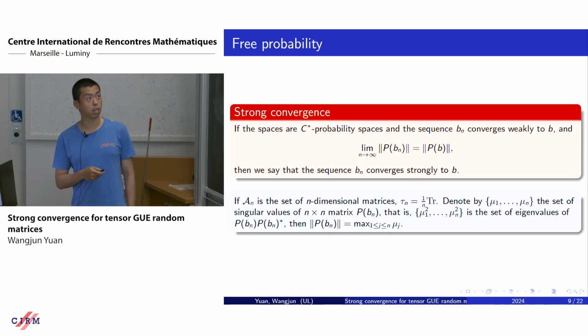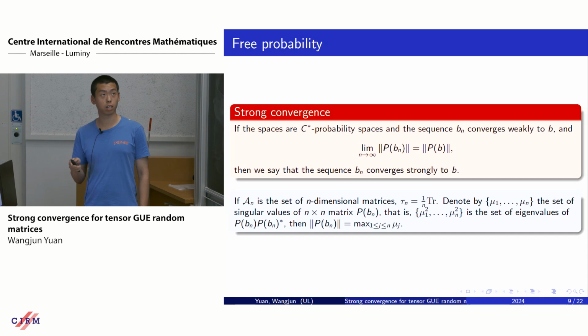Again, we can use the terminology in matrices to understand this definition. So I still choose An to be the space of n-dimensional matrices, and tau n is the normalized trace. And the norm here is still the operator norm. And if I denote mu 1, mu 2 to mu n to be the set of singular values of the n by n matrix P of Bn, that's to say the squares of the singular values are actually the eigenvalues of P of Bn times P of Bn star. In this case, the operator norm of P of Bn is actually the maximum of the singular values of the corresponding matrix. So in some sense, the weak convergence reveals the average property of the eigenvalues, while the operator norm reveals the top eigenvalues of the matrix.